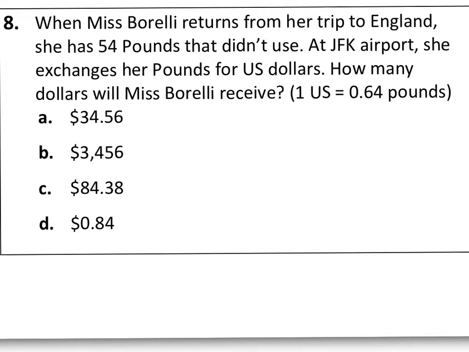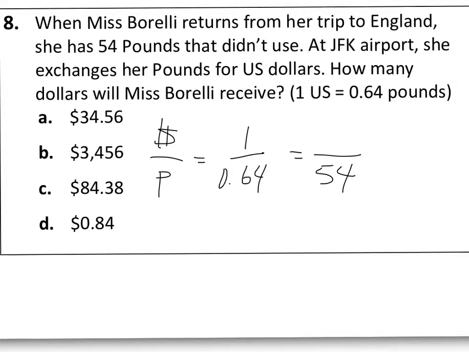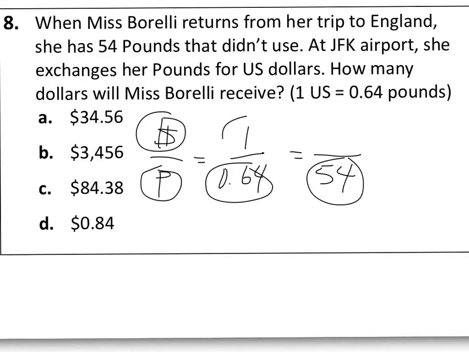Continuing to number 8, Miss Borelli returns from her trip to England. She has 54 pounds, that's money, not weight, that she didn't use. At the JFK airport, she exchanges her pounds for US dollars. How many dollars will she receive? Setting up a proportion, I'm going to do US dollars over British pounds. The currency exchange is 1 US dollar equals 0.64 pounds, and she has 54 pounds with her. Notice I've kept the pounds on the bottom, and we don't know how many US dollars she's going to receive.